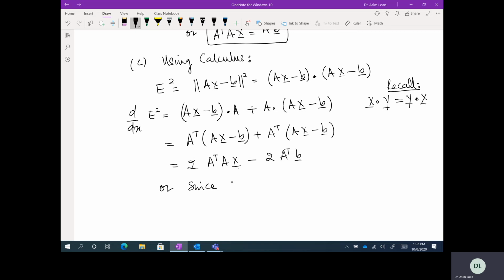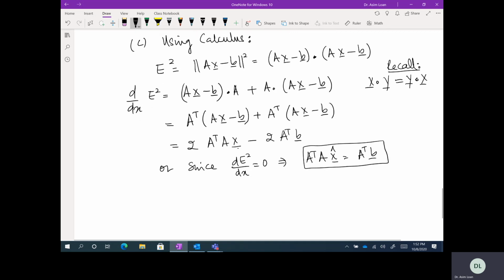Since dE squared over dx equals 0, this implies A transpose A into X hat equals A transpose into B, which is exactly the same equation that we got before. These are called normal equations. This is actually simply AX is equal to B, and on both sides you multiply by A transpose. Normal equations.